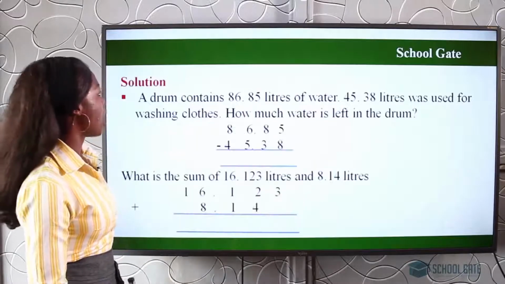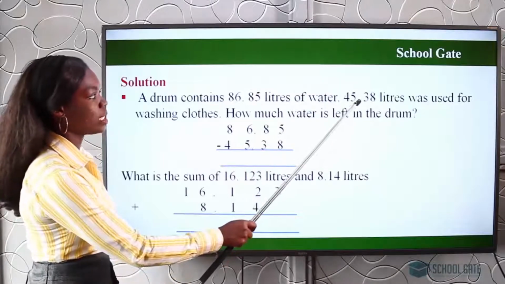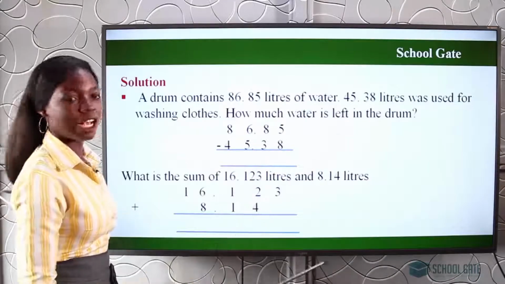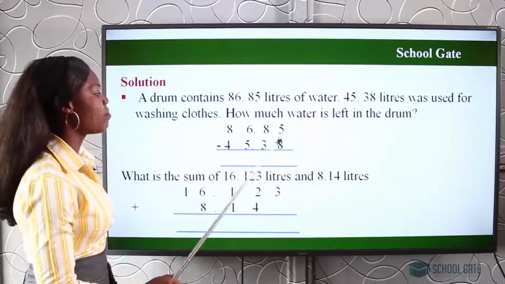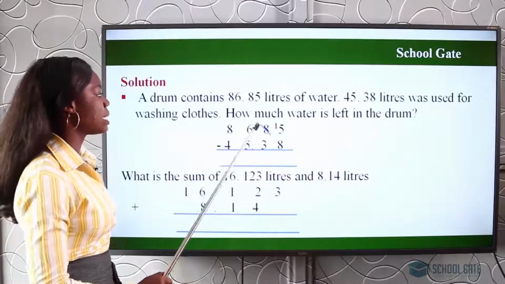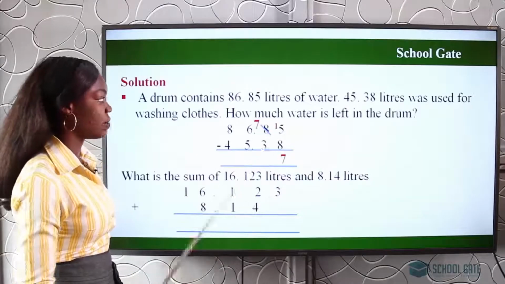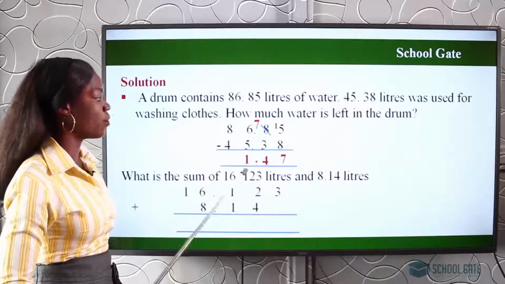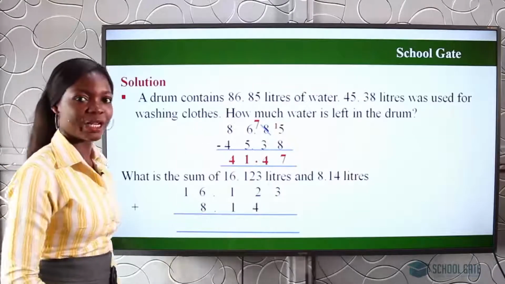All right, kids, our solution. Place each of them equally with their points on the same line. Okay, this is subtraction. How much water is left? You know it is subtraction. 5 minus 8 is not possible, so you borrow from 8. To make this 7, you place the 1 close to 5. 15 minus 8 will give us 7. 7 minus 3, we have our 4. Put your point. 6 minus 5, you have 1. 8 minus 4, you have 4. If you got this as your answer, clap for yourself.